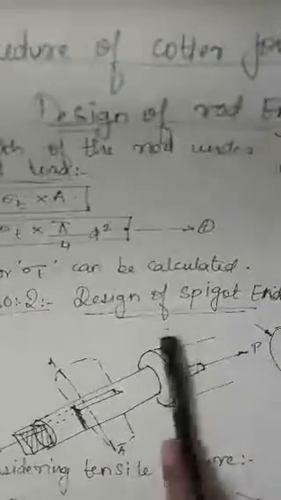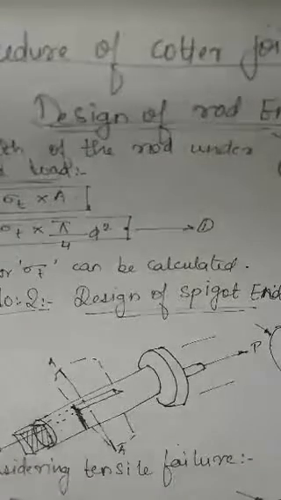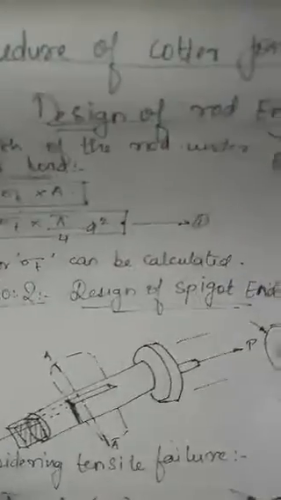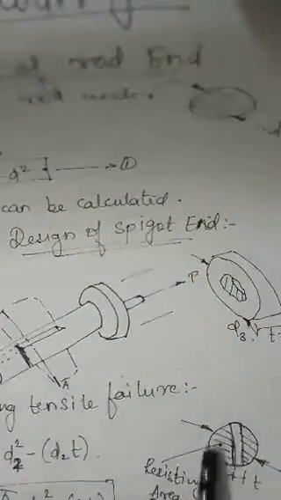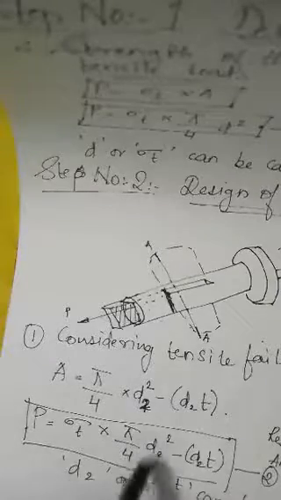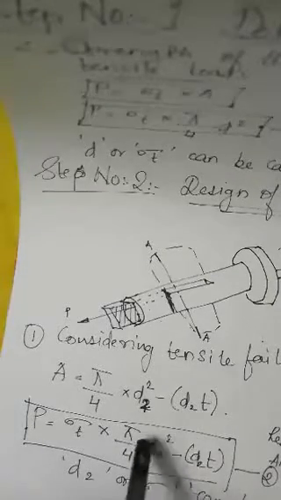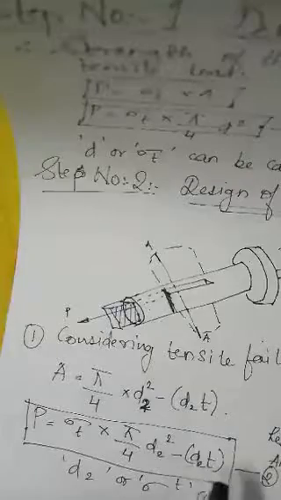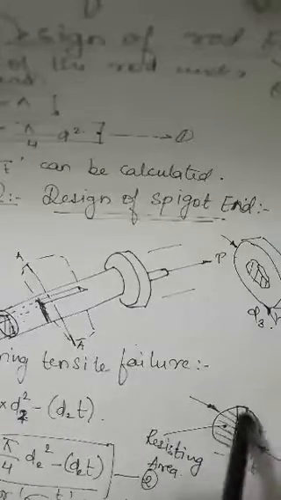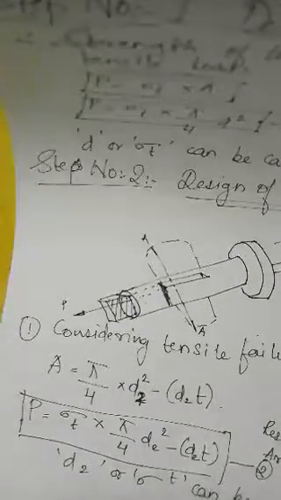For step number 2, we will design spigot end. For spigot end, point number 1, tensile failure has been considered. For this, our resisting area is something like this, and our formula becomes P equals tensile stress into pi divided by 4 into d2 square minus d2 into t, where we are reducing the area of this rectangle from the whole circular cross section. From this formula, d2 or sigma t can be calculated.